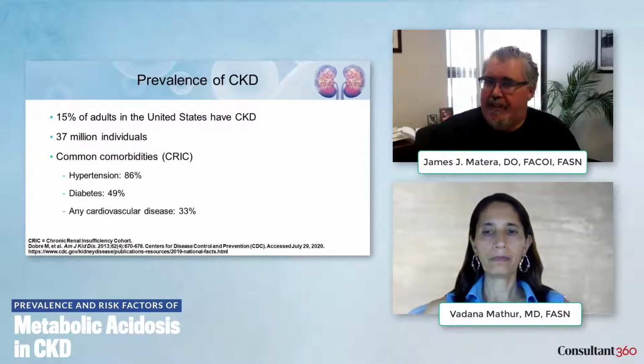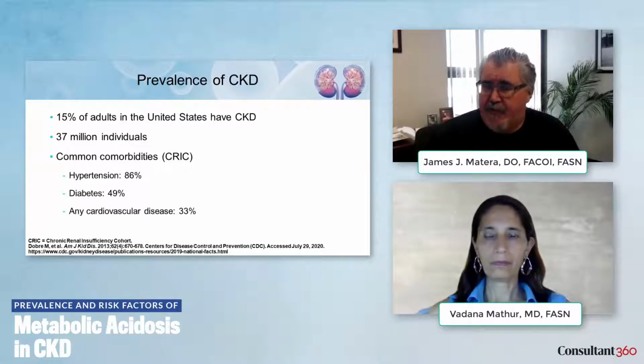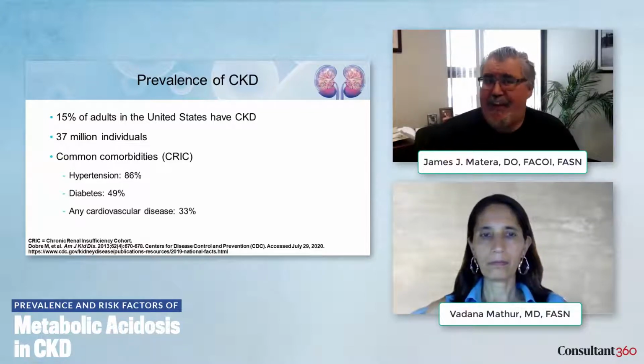So what is the prevalence of chronic kidney disease today? We know that it's a national issue that's becoming very prominent, and upwards of 15% of adults in the United States are known to have chronic kidney disease. That equates to about 37 million individuals. There are a lot of chronic comorbid conditions that we see in patients with chronic kidney disease, including hypertension, very prevalent at 86%, and type 2 diabetes or type 1 diabetes at almost half of the CKD population, still the #1 cause for end-stage renal disease in the United States.